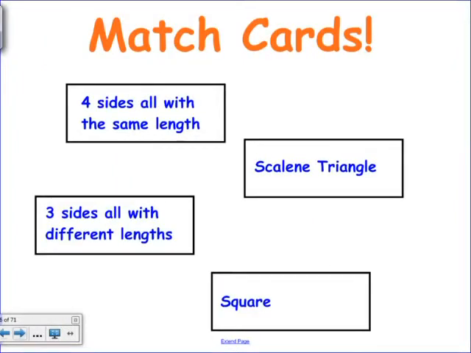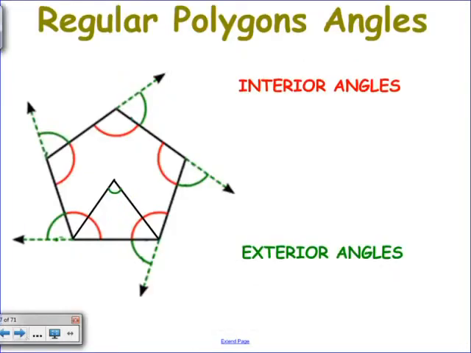What we're going to do now is test how good you are at recognising these shapes from descriptions, which they could well do in the exam. They could give you a series of descriptions on one side of the page and ask you to join them to the matching shape on the other side. So 4 sides all with the same length, you could say a square; 3 sides all with different lengths, a scalene triangle, and so on. I've got a set of sorting cards. You can do them on your own, I've got enough, or you can do them as a pair.